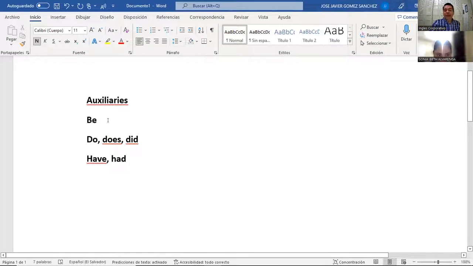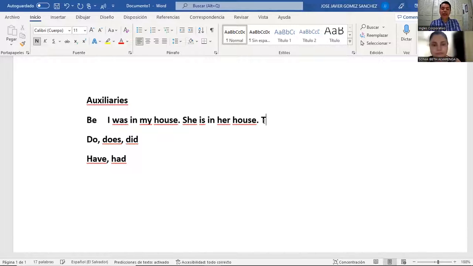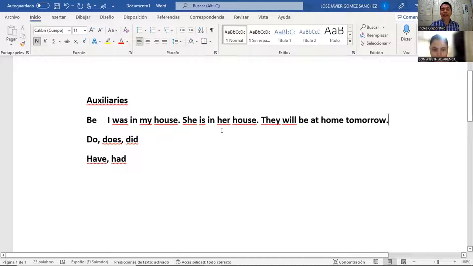Entonces usted dice, por ejemplo, yo estaba, right? I was, for example, I was in my house. En la forma presente, she is in her house. Es decir, solo un pequeño ejemplo, ¿verdad? Good. Y ahí estamos diciendo que la persona estuvo o alguien está ahorita en presente en su casa. Futuro. Ok, they will be. They will be at home tomorrow. Ok, ahí está el uso del verbo to be en forma del presente, pasado y futuro, right?